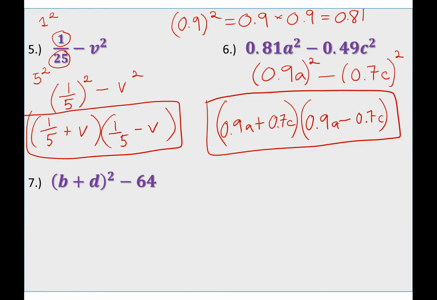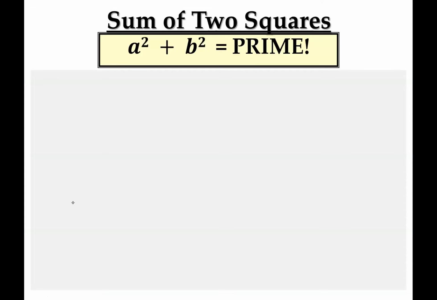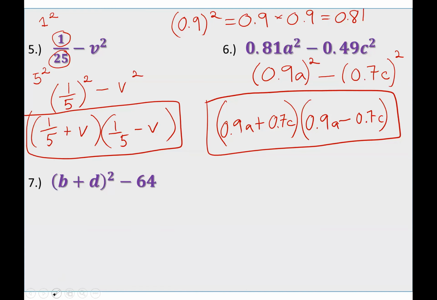Parentheses, b plus d, close parentheses, squared, minus 64. All right, we're still talking about difference of perfect squares. The formula that we're trying to use here is a squared minus b squared equals a plus b, a minus b. So I'm going to write the formula right below. A squared minus b squared equals a plus b, a minus b.